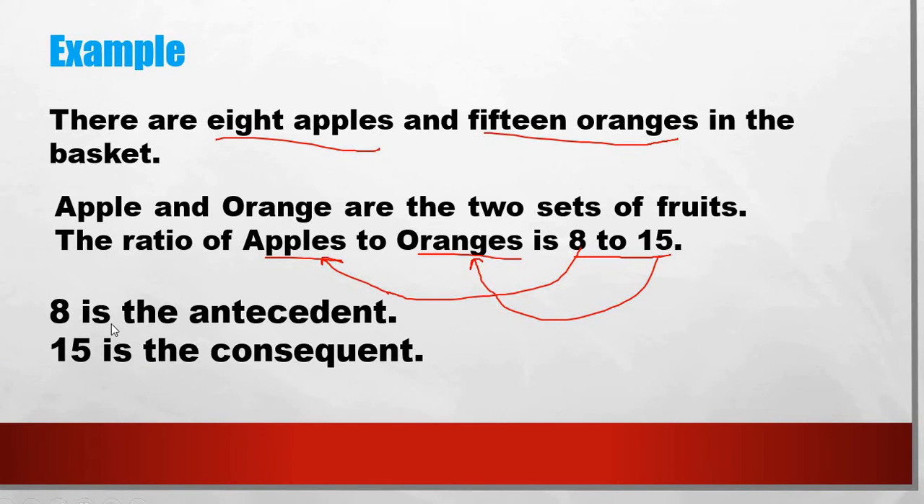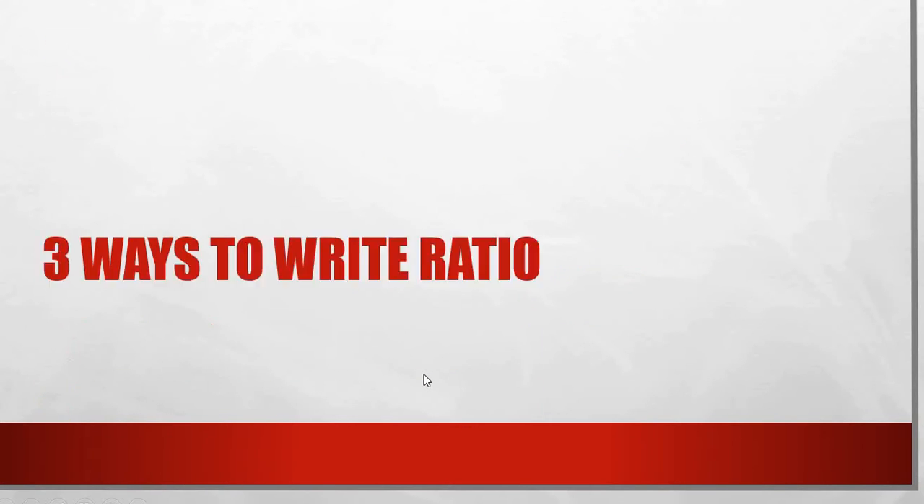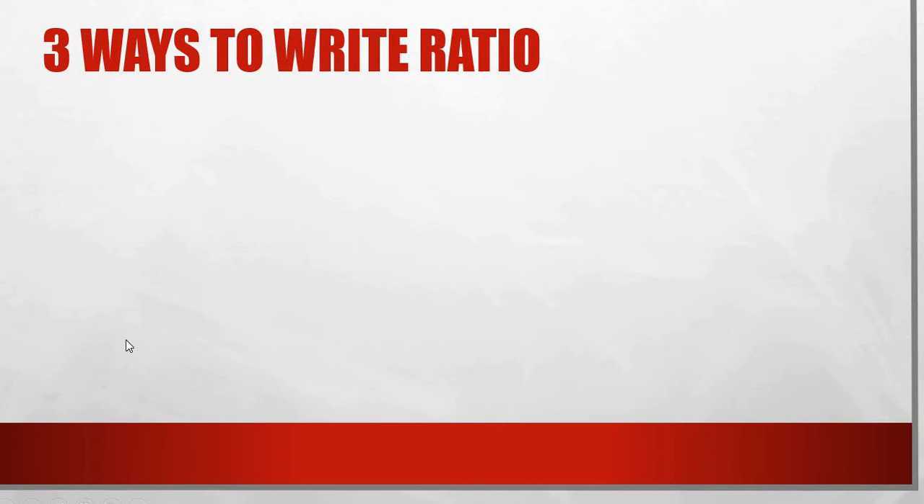So 8 is the antecedent, that is the first term. 15 is the consequent, that is the second term. So next, we are going to look at 3 ways you can write your ratio.